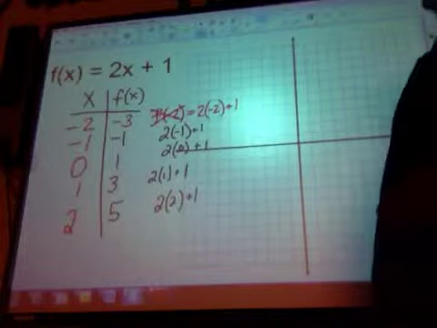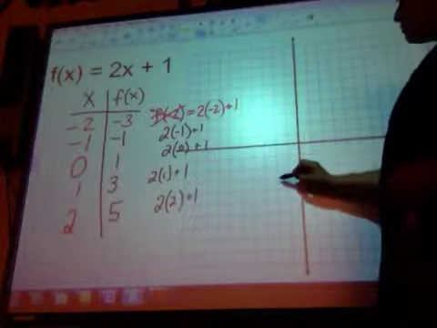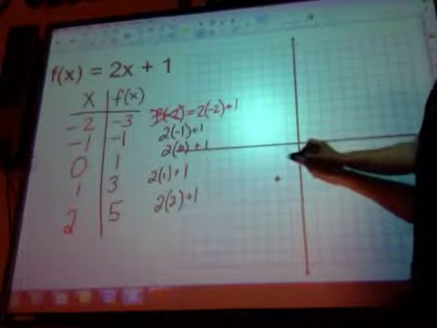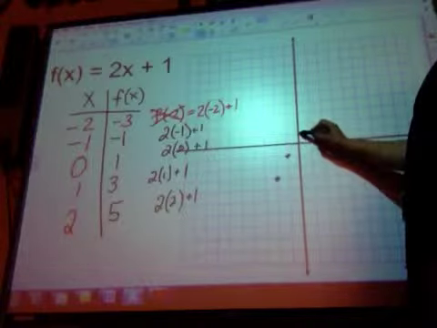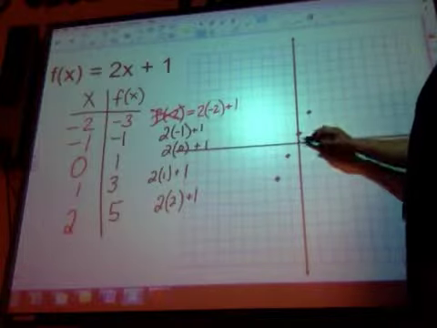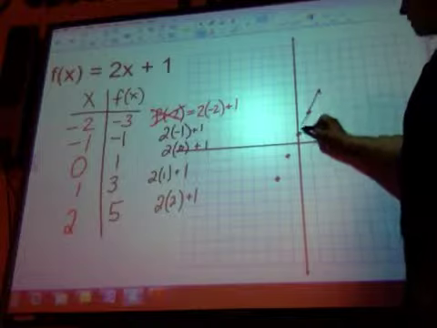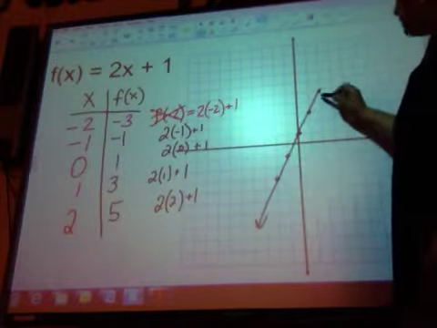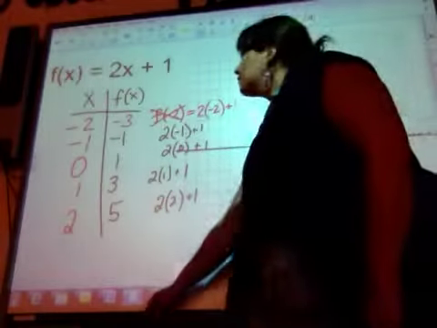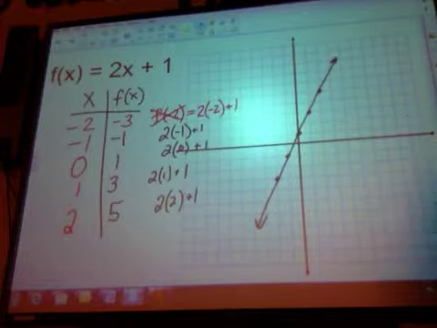So I go -2, -3, so 2 to the left because the 2 is negative, down 3 because the 3 is negative. -1, -1 means I go 1 to the left and down 1. Over 0, up 1. Over 1, up 3. Over 2, up 5. And I connect all my dots and make this with a line. And then I have finished. So that's how we go from an equation to a table to a graph.